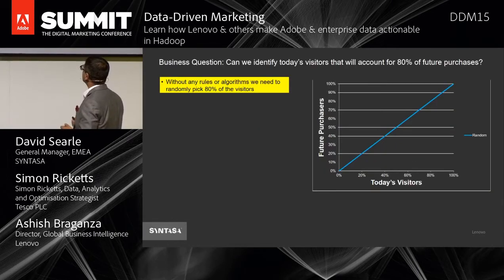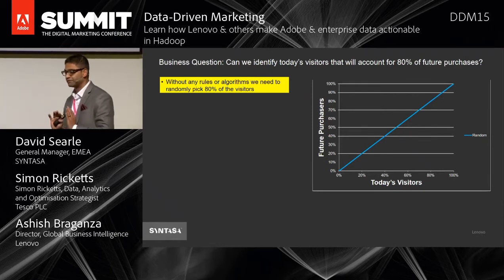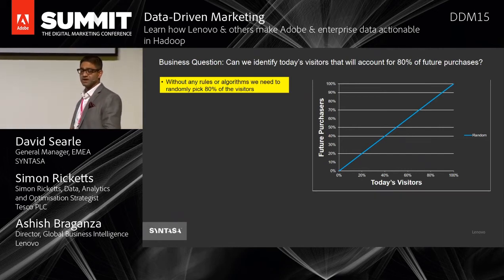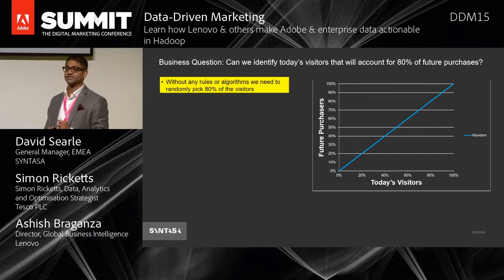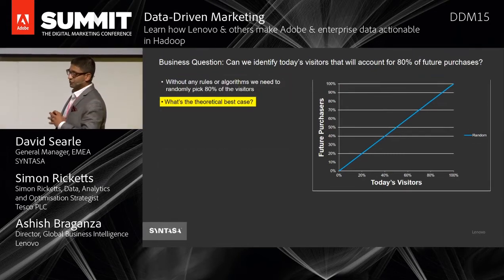For today's visitors, what we said was, what would be random? So if we took all of today's visitors and we randomly retargeted them, if you took 20% of today's visitors and randomly retargeted them, the probability is that we would get 20% of future purchases. So it's actually a straight line. We were trying to build an upper limit and a lower limit for our algorithm. So this is the lower limit. If you just took 20% of today's visitors to the website and randomly targeted them, we would get 20%. That was the random event.